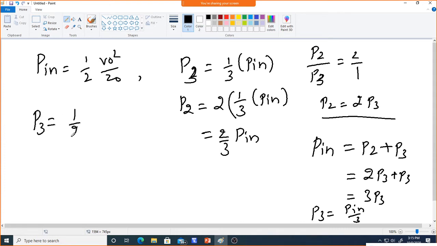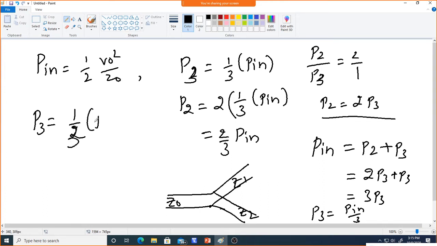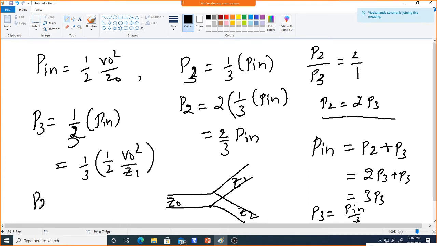So if I write, that is 1 over 3 times in terms of Z1. Because we have taken the impedances in terms of Z1 and Z2, and here it is Z0. Now if I take power in terms of Z1, your P3 will be equal to 1 by 3 times of P in. So in terms of Z1, 1 by 3 times of half into V0 square by Z1, and similarly you will get P2.